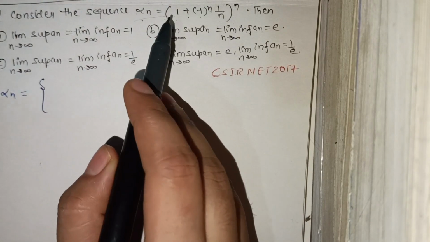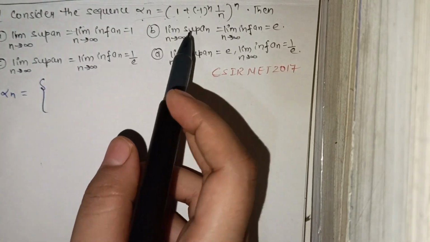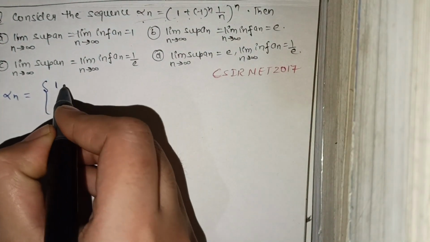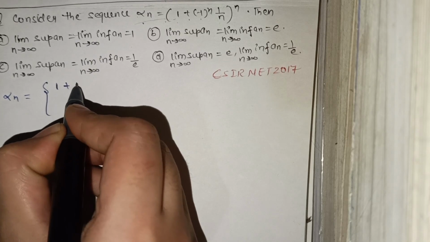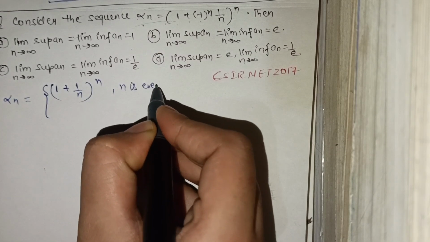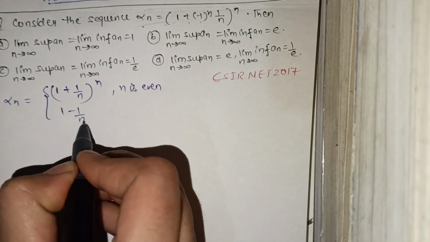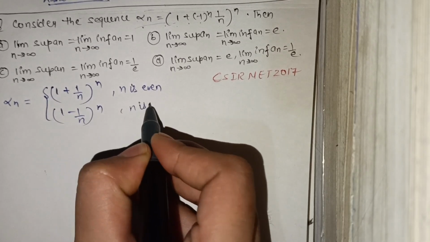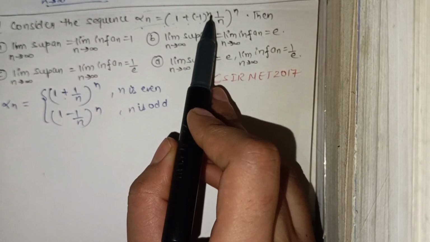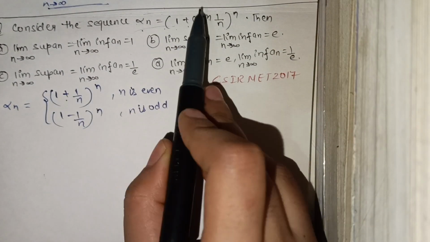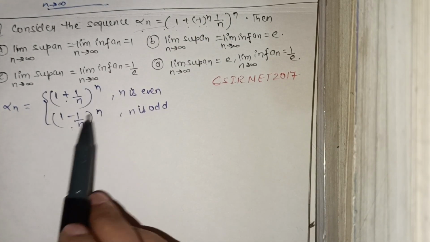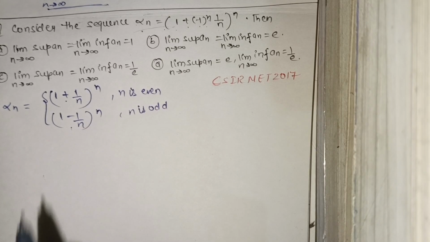So here the sequence is this. First we will separate the sequence into even and odd, as it is (-1)^n. So if n is even, then it is (1 plus 1 upon n) to the power n. If n is odd, it is (1 minus 1 upon n) to the power n. Why will we do this? Because an even power of minus 1 is positive, and if n is odd, then it is negative. So now we will find the limit of these two different sequences.